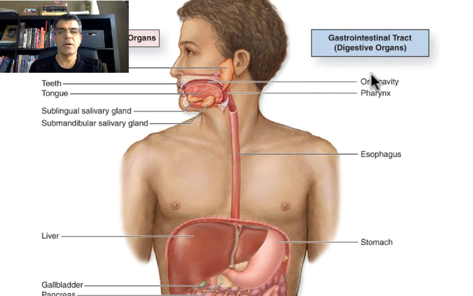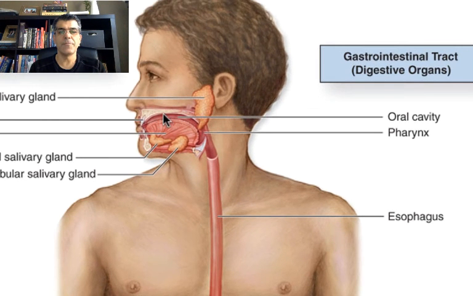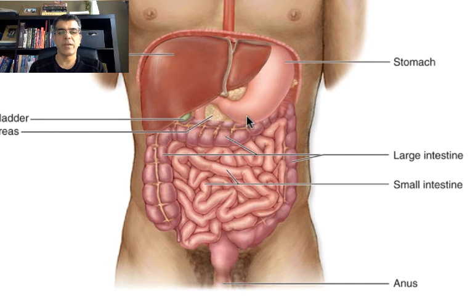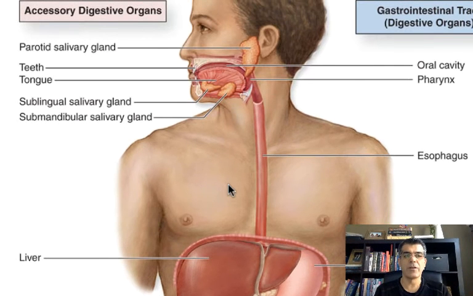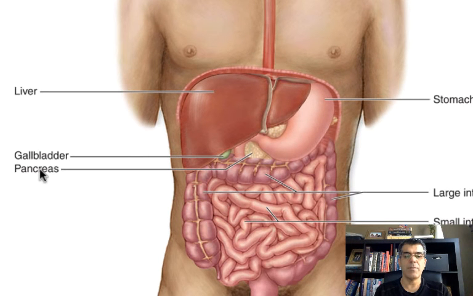This tube is composed of oral cavity, pharynx, esophagus, stomach, small intestine, large intestine, and finally anus. The accessory organs, however, is composed of parotid salivary gland, sublingual salivary gland, submandibular salivary gland, teeth and tongue, liver, gallbladder, and pancreas.